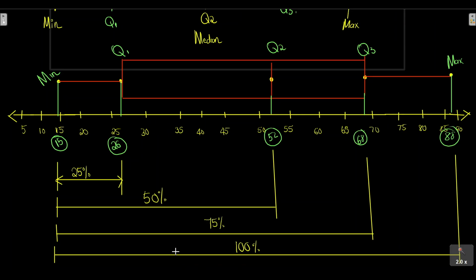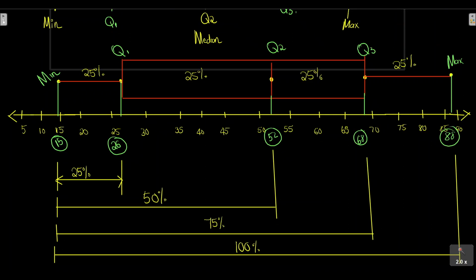Okay, so how did I basically get to 25% between minimum and Q1, 50% between minimum and Q2? Guys, you basically need to remember that your box and whisker diagram is divided into 4 equal sections, right? From your minimum to your Q1, that represents 25% of the data. From your Q1 to your Q2, that represents 25% of the data. From your Q2 to your Q3, that represents 25% of the data. From the Q3 to the maximum, that represents 25% of the data.